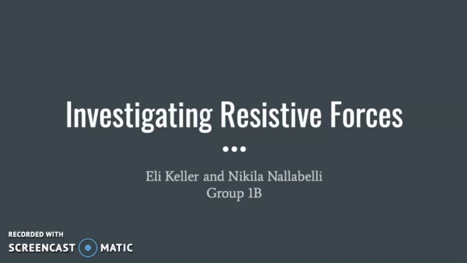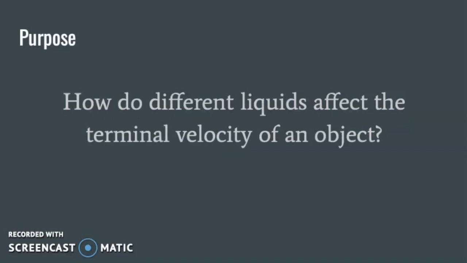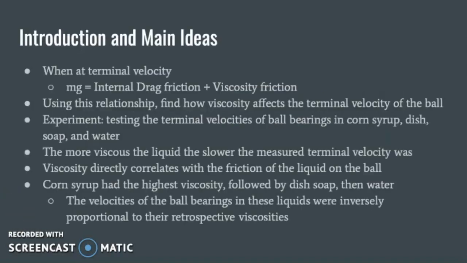This is Investigating Resistive Forces, Formal Lab 2 by Group 1B. The purpose and main question of this formal lab is: how do different liquids affect the terminal velocity of an object? We know that when an object is at terminal velocity, the mass times the gravitational constant is equal to the internal drag friction plus viscosity friction, as those are the two forms of friction acting on the object. Using this relationship, we are trying to find how viscosity affects the terminal velocity of the ball.